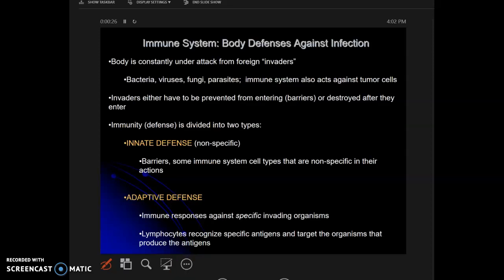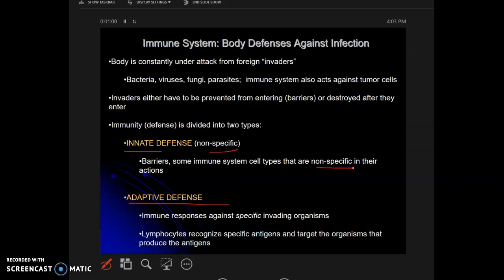All right. So we talked in the last presentation about two types of defense that we have: innate, that you're born with, and the adaptive defense that you build. Innate defense is non-specific. So these are not specific to a particular bacteria, a virus, a fungus, or a foreign body. These are general defense mechanisms that you have, like your skin, which is a barrier, right? Barrier against all foreign bodies.